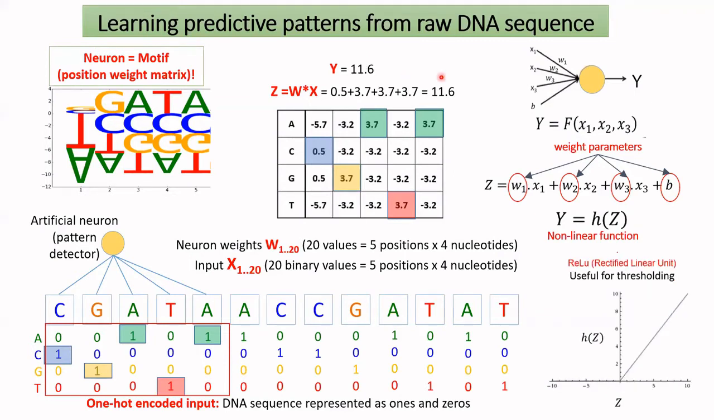Or you can use a rectified linear unit, which is a simple thresholding rule. If the linear output of this neuron is less than 0, you set it to 0. If it's greater than 0, you keep it as it is. So basically, the components of the neural network act as pattern detectors, learning motif-like patterns.